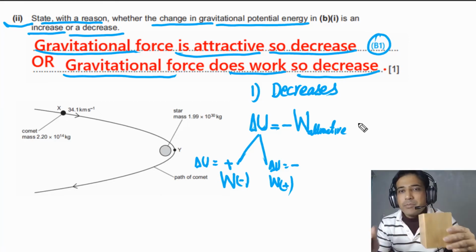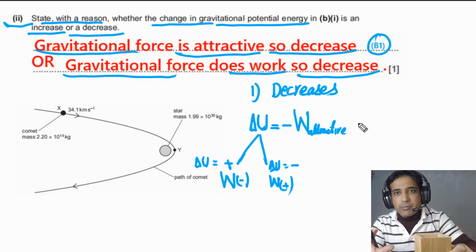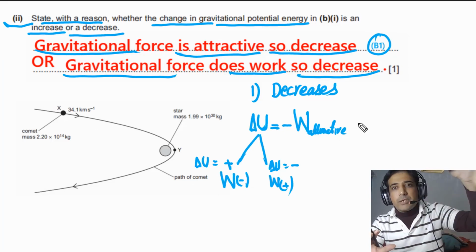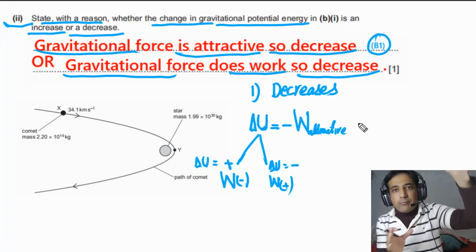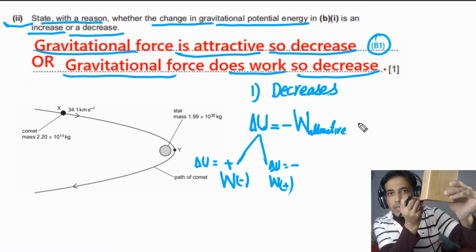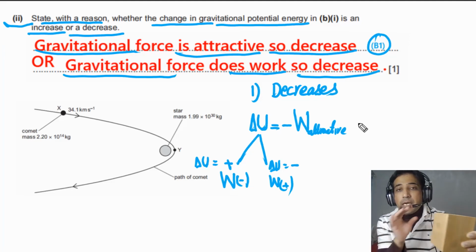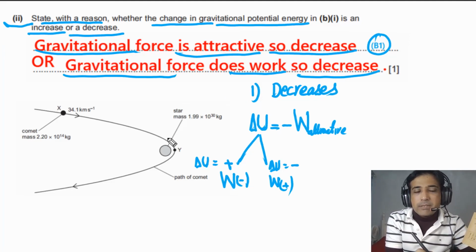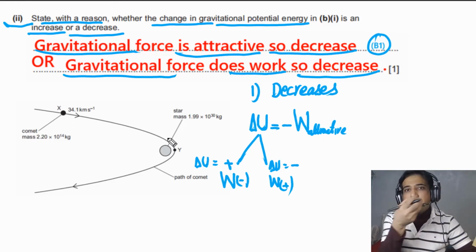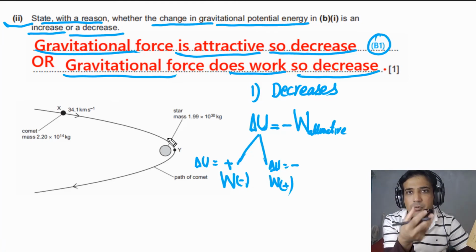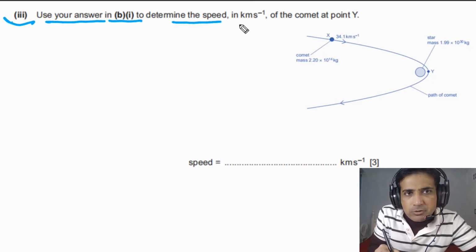Very simple concept, but most of the time many students are not clear about this one. If I raise this box, work done by gravity is negative, so the gravitational potential energy of this box will increase. But if I drop this one, work done by gravitational force is positive and its gravitational potential energy will decrease. And this is what is happening in the case of the comet and star. Gravity is pulling this comet, so work done by gravity is positive and the gravitational potential energy of this comet is decreasing.